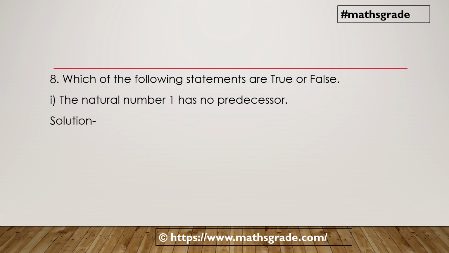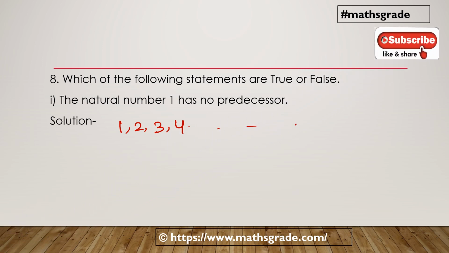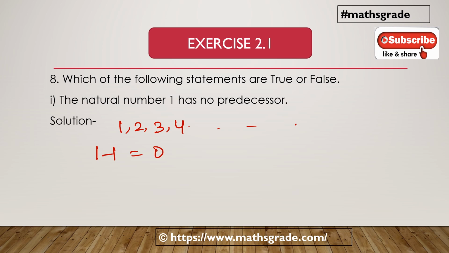Now question number I. The natural number 1 has no predecessor. Predecessor is the before number or the previous number. And natural numbers are counting numbers which start with 1, 2, 3, 4. These are natural numbers. The predecessor of natural number 1 is 1 minus 1. We have to subtract 1 from the natural number 1. So it is 0. But 0 is not a natural number. 0 is a whole number. So the natural number 1 has no predecessor. This is true.